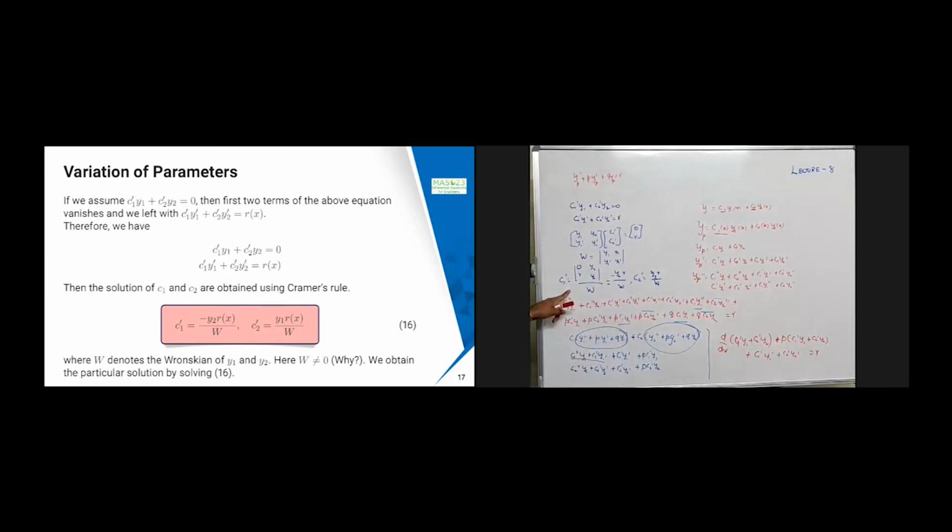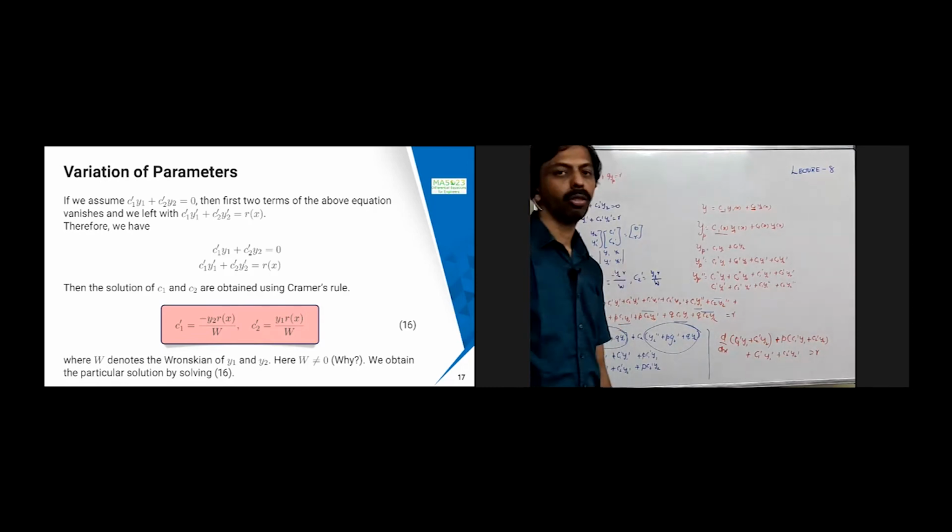Now C1' and C2' are obtained. If you want C1 and C2, y1 is known, y2 is known to you, R is known to you, and W is also known to you because you can calculate the Wronskian. You can integrate and then you can find the answer from this. So that is going to give you the solution for your problem.